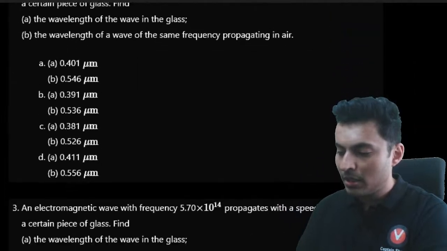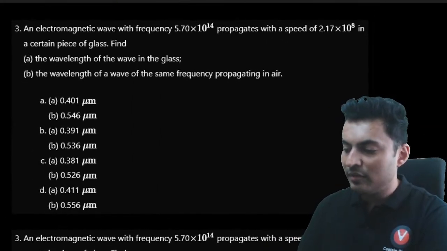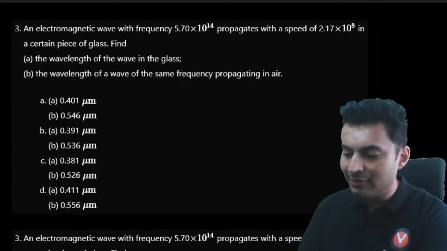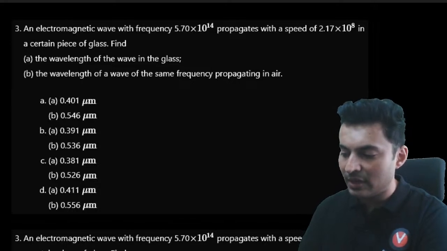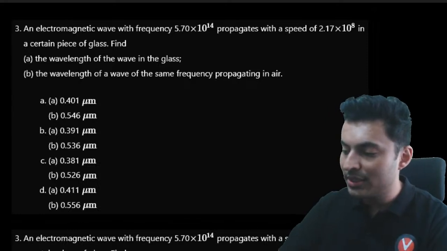Moving on. If there is an electromagnetic wave which goes with a certain speed in a piece of glass, find the wavelength of the wave in the glass, given the wavelength of the wave of the same frequency in air. Okay, so how do you do this question?